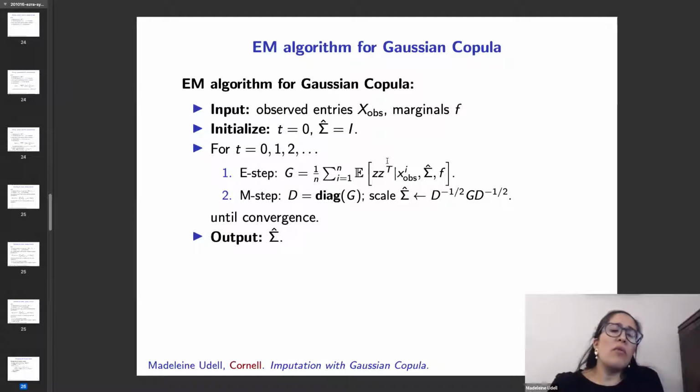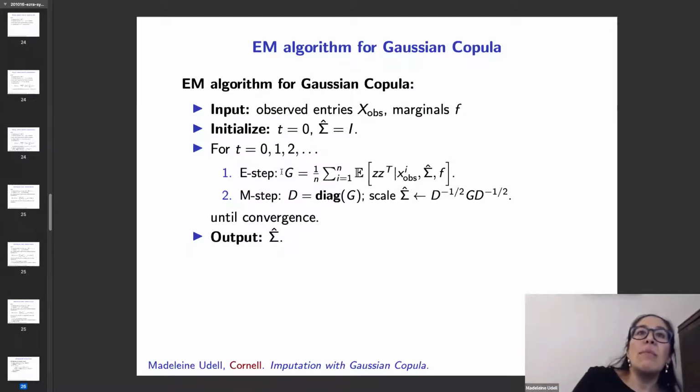Right, and this is right. It's the natural thing to compute. In the case where I've got everything completely observed, the best estimate for my correlation matrix is a scaled version of the empirical covariance matrix. Well, here I don't have the empirical covariance matrix, but I can take its expectation, conditional on the observations that I have, the marginals. The important thing to note is that this expectation also depends on my current estimate of the correlation matrix. But my current estimate comes from, right? I had to guess it at first.